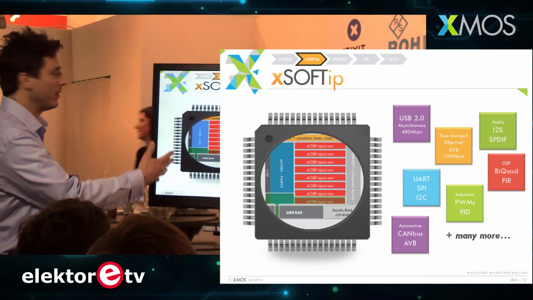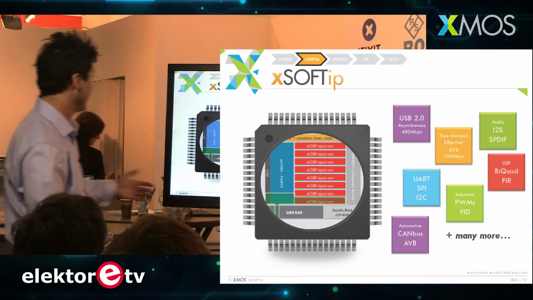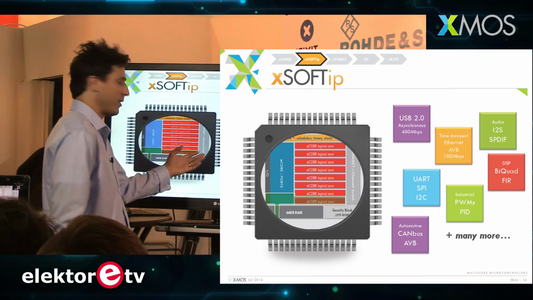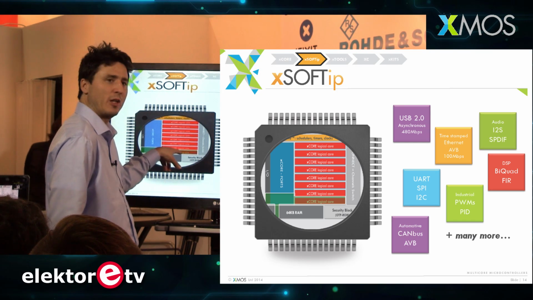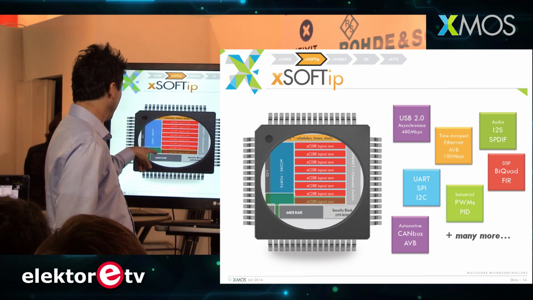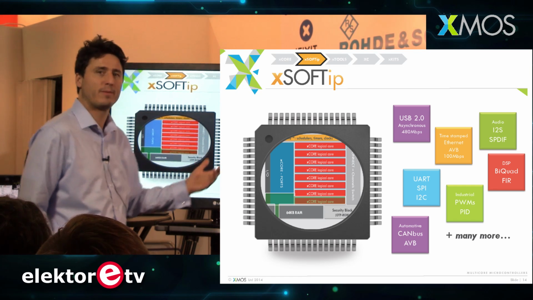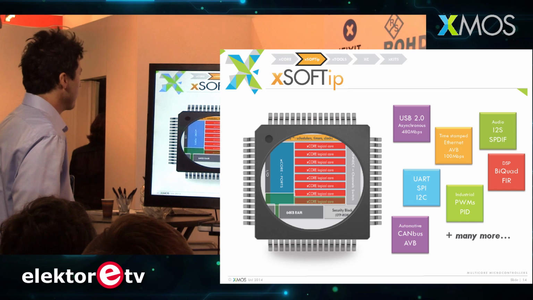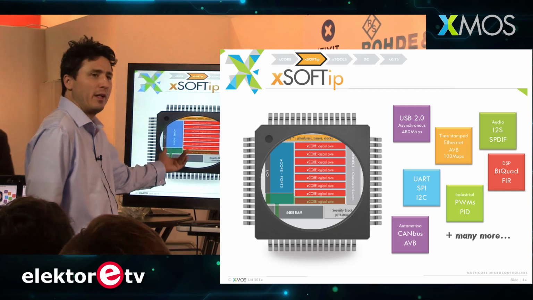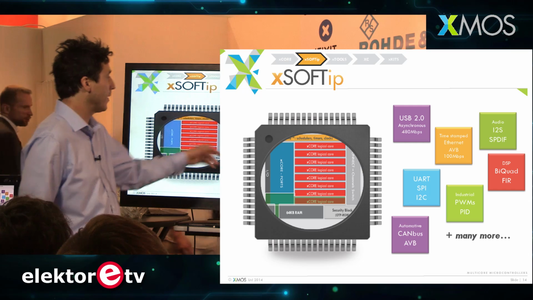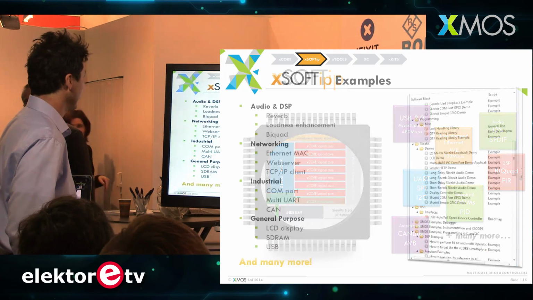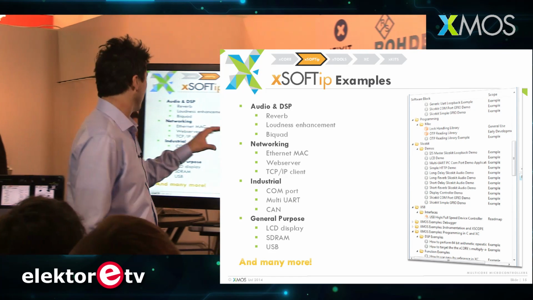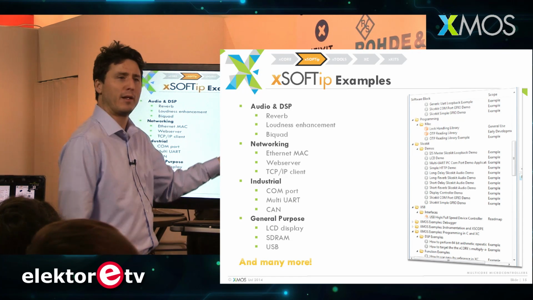And this is how you would build it. So this just shows that an xSOFTip component usually uses a logic core or a part of a logical core, some ports and some memory. So this could be your MII interface, for example, for an Ethernet application. All this IP is available in the development tools.